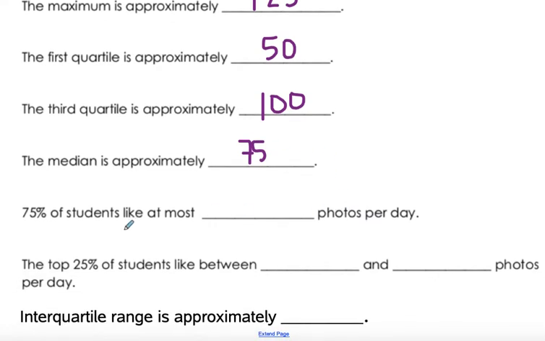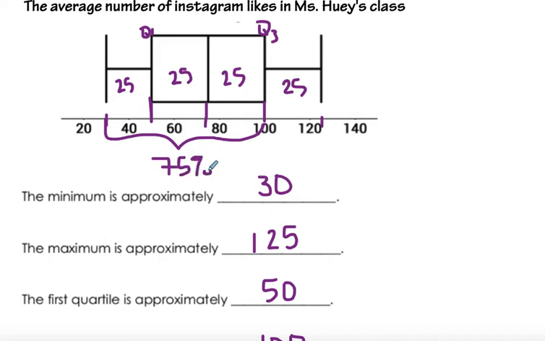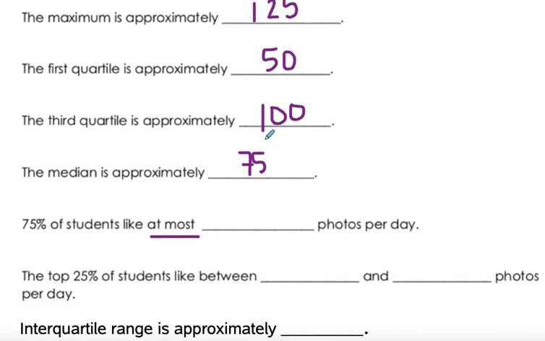So this part down here is going to kind of interpret the data a little bit. 75% of students like at most blank photos per day. So remember that each of these represents 25%. So here we have 25, here we have 25, here we have 25, here we have 25. So if I want 75% of students, this is 50, add another 25. So this is what I'm looking at to get 75% of my students. And I want to see how much they like at most, so those aren't going to go above 100.